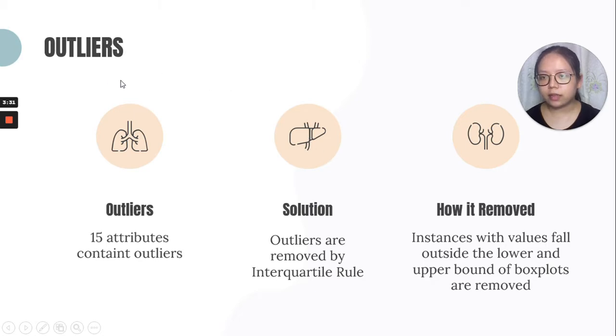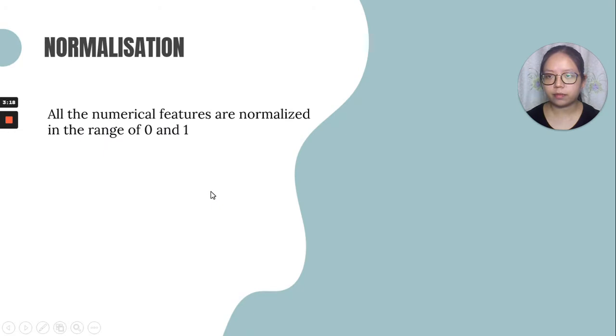And then the outliers. We detected the outliers by using the interquartile range, and all of the data outside the upper and lower bound will be removed. And here we also normalize all the numerical features, because some of them are of different scales, and after normalization, all of the numerical features will range from 0 to 1.